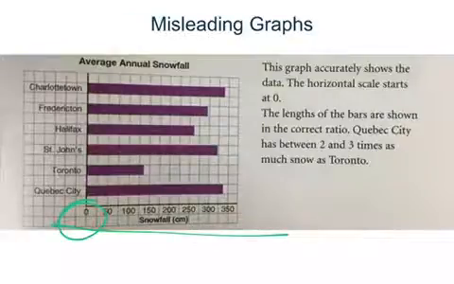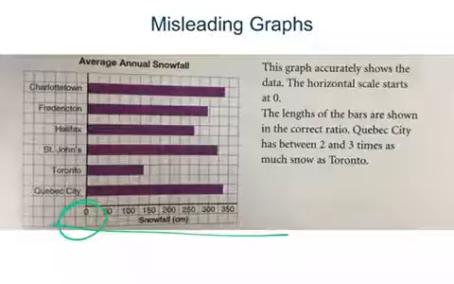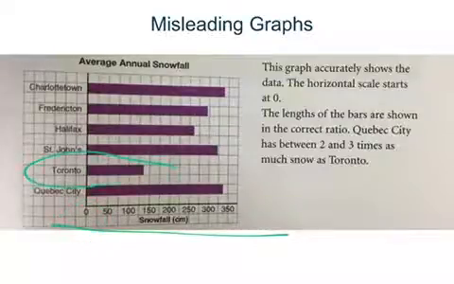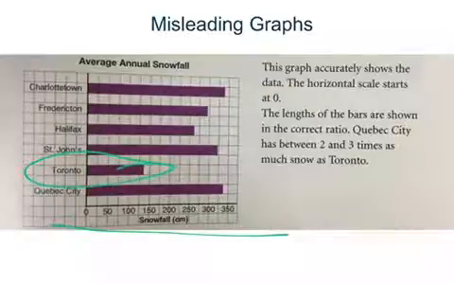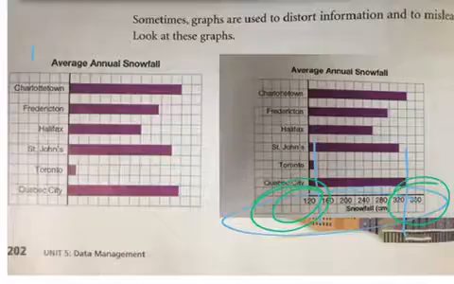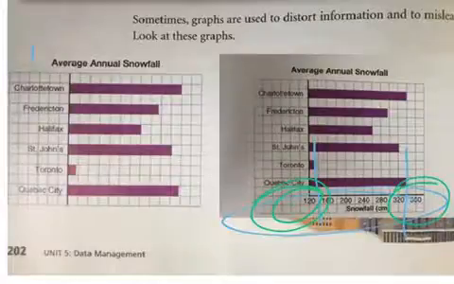So when you look at the graph in this way, this is probably the most unbiased version of the graph, because you can look at it and see that, yes, Toronto does get less snow than the other 4 or 5 cities on the list, but it's not significantly less, as both of these two graphs suggest.